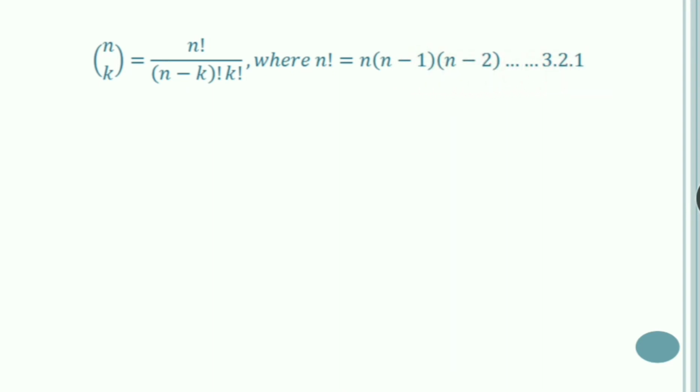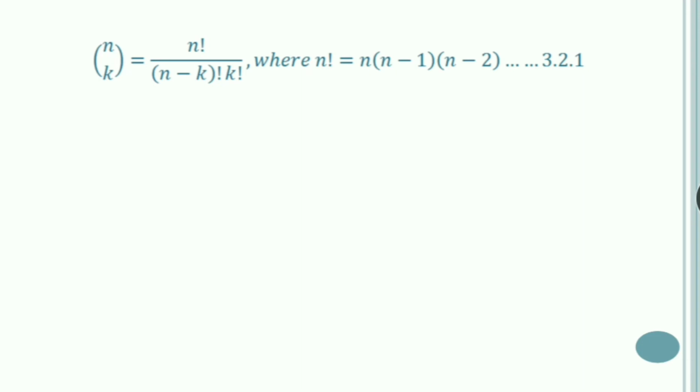For example, if you want to find out 3 factorial, what will be 3 factorial? It will be 3 into 2 into 1, which is equal to 6. If you want to calculate 5 factorial, it will be 5 into 4 into 3 into 2 into 1. Okay. 0 factorial is always taken to be 1 and 1 factorial is always 1.